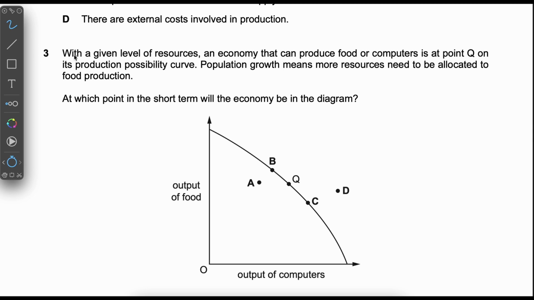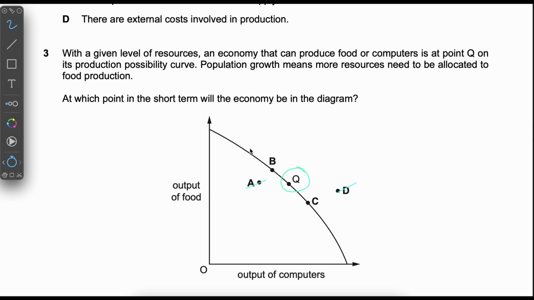Okay, question number 3. With a given level of resources, an economy that can produce food or computers is at point Q on its PPC. Population growth means more resources need to be allocated to food production. At which point in the short term will the economy be in the diagram? All right, so we got 4 options here, A, B, C, or D. We can immediately eliminate A and D.